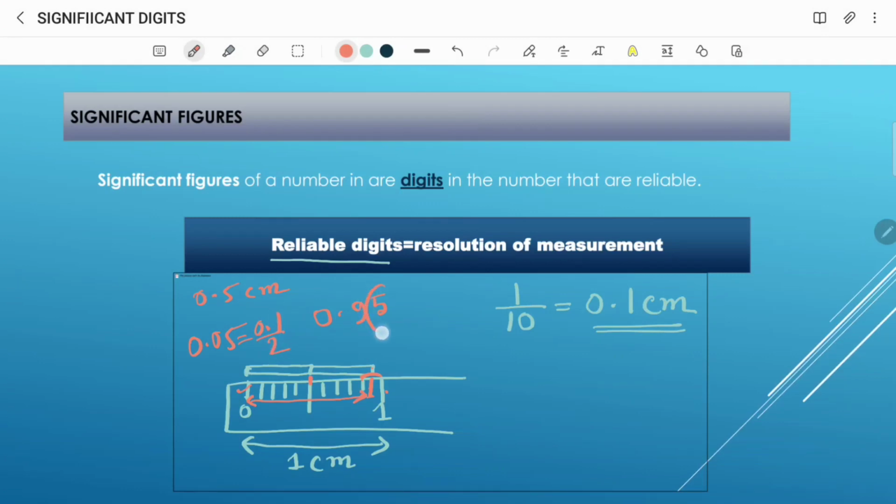But then this is not a reliable figure because our scale does not provide for the measurement of it. Though this is a non-reliable figure, if we are asked about the significant figures in the digit, it will be 2 digits. This is 1 and this is 2. So I hope we understand the difference between significant figures and reliable digits.